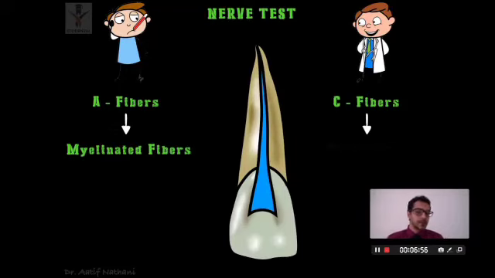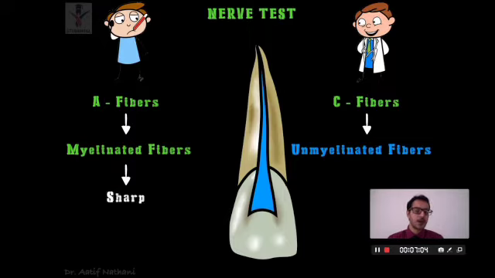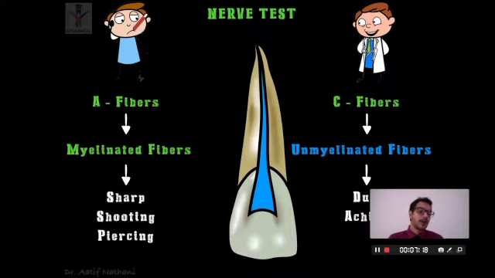Now A fibers are myelinated fibers, that's why they have super fast conduction. C fibers are unmyelinated fibers, that's why they have very slow conduction. The A fibers, which are myelinated, have the capability of sending sharp, shooting and piercing pain. On the other hand, the C fibers will give you dull, aching pain.